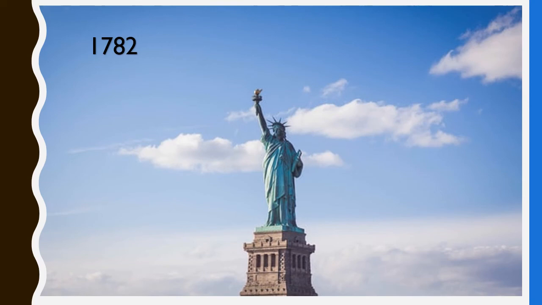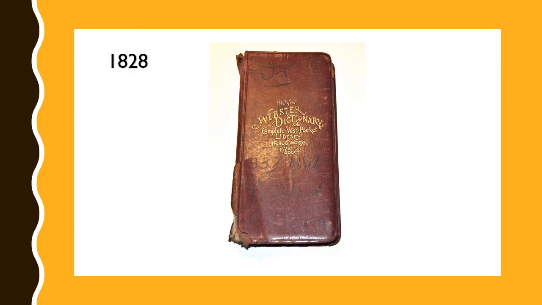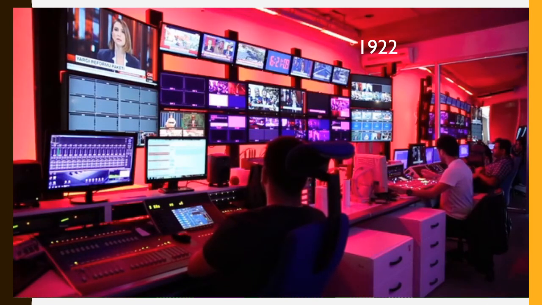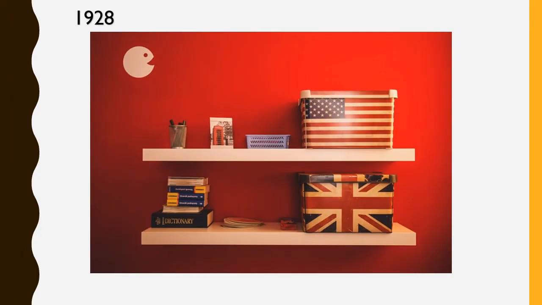In 1782, Britain abandoned its colonies in what was later to become the USA. In 1828, Webster published his American Dictionary of the English Language. In 1922, the British Broadcasting Corporation was founded. In 1928, the Oxford English Dictionary was published.